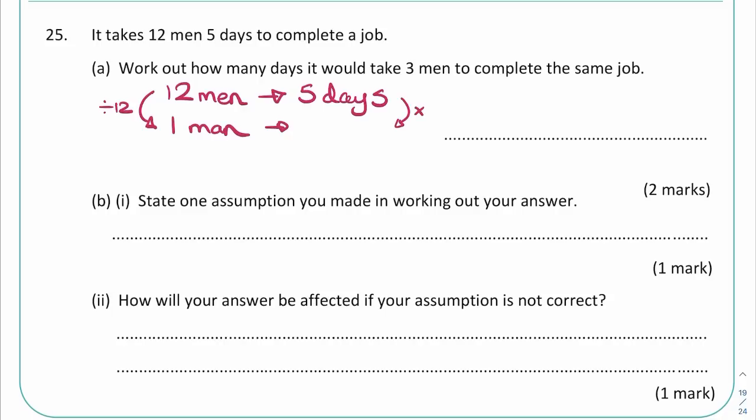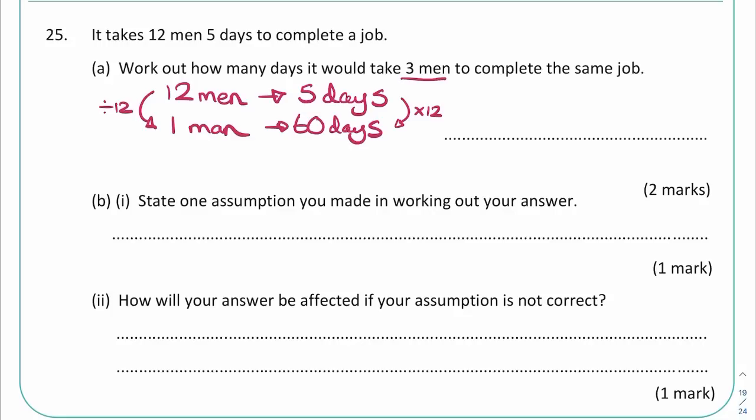Here we would have to multiply by 12. As one goes down, the other goes up. That's the very definition of inverse proportion, or the other way around. As one goes up, the other goes down. So here I'll multiply 5 by 12, and that would mean that one person would take 60 days.